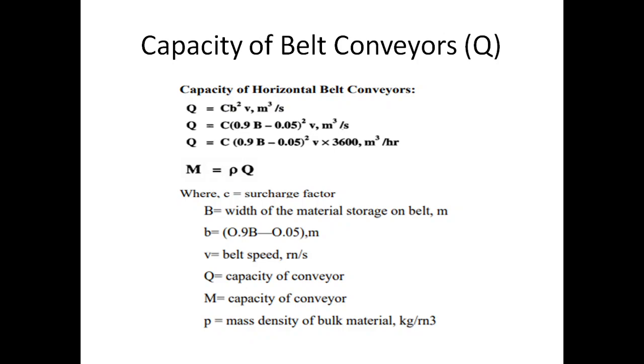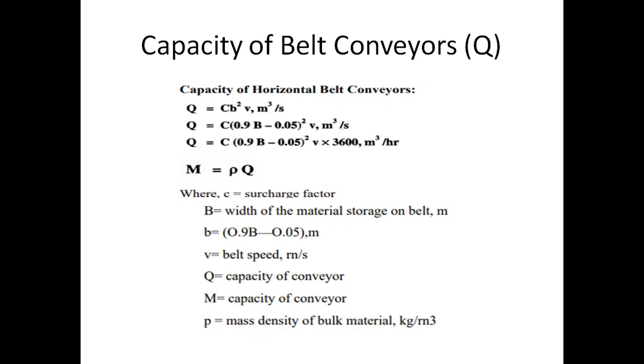First, remember that the capacity of the belt conveyor is denoted by Q. The rate at which the material is carried by the conveyor is known as the capacity of the conveyor. Very simple definition. Capacity can be either volume flow rate, meaning meter cube per second, or mass flow rate, kg per second. There are two types of capacity.